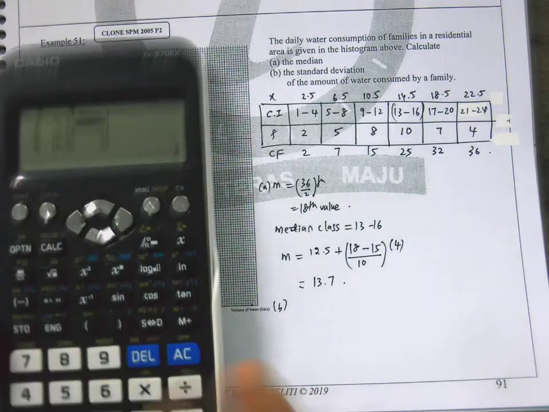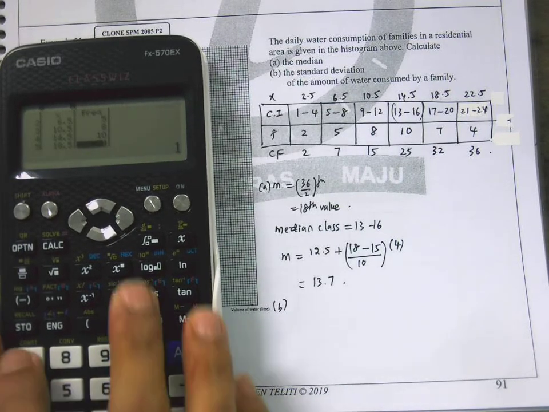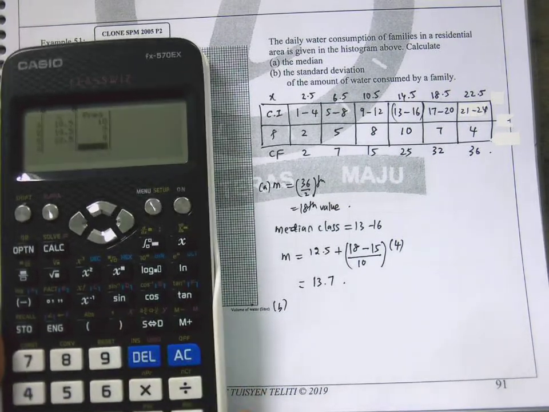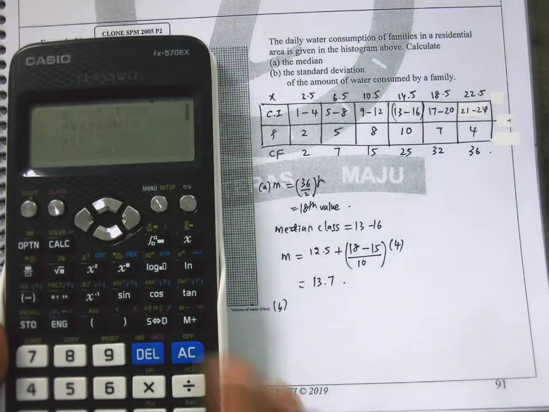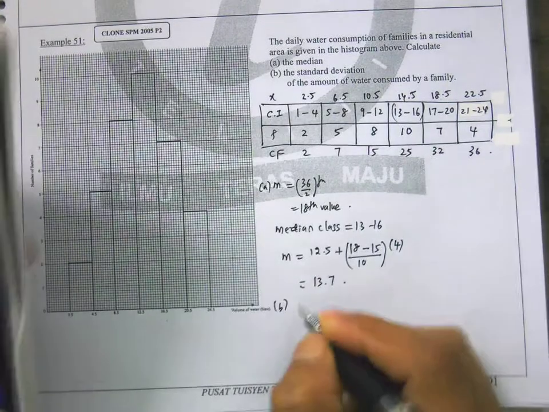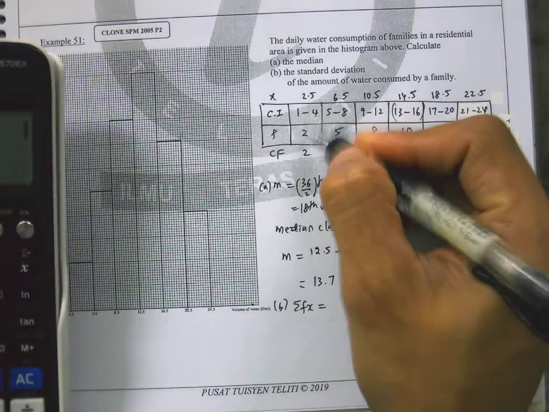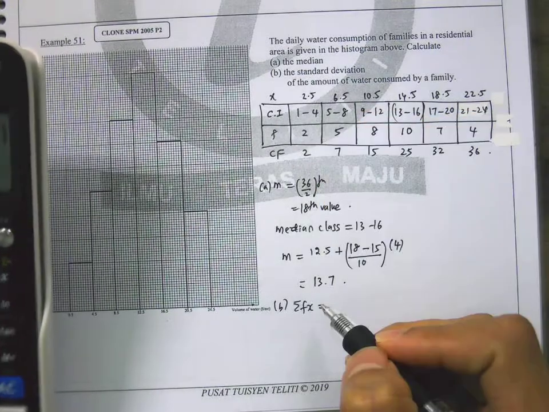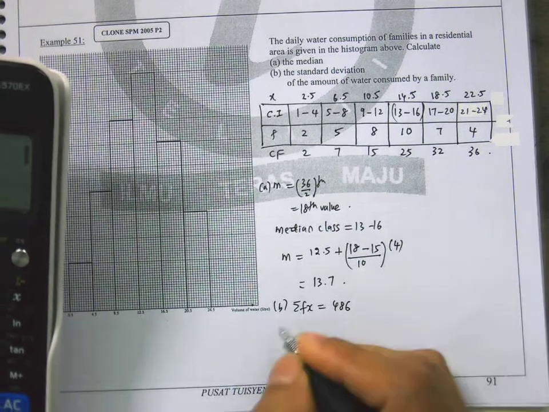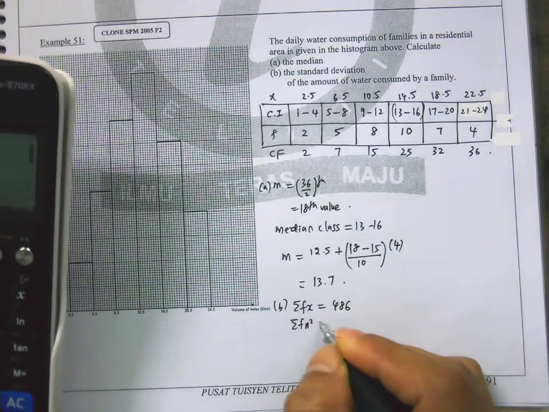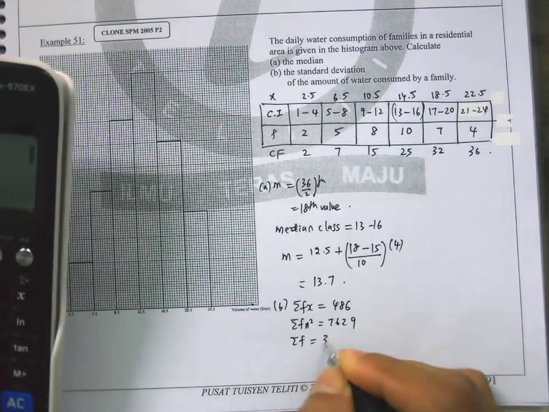Okay, my frequencies: 10, 7, 4. Okay, so with that, I think we can go with the one variable option on the calculator. My sum fx, by the way, I say this again, sum fx means you take x times frequency. I'm not going to write all this. My sum fx is 486. My sum fx square is 7629. My sum f is 36.